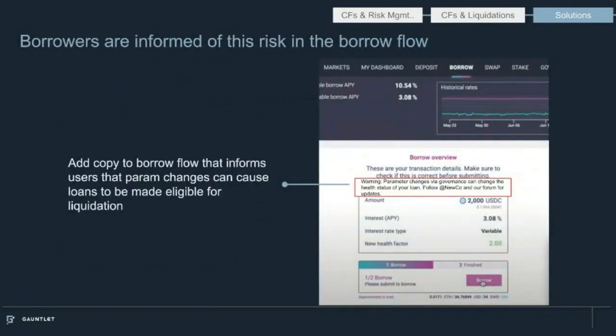In addition, we always encourage our protocols to include a warning or a label when borrower positions are opened, that governance can change these risk parameters throughout the life of a loan.